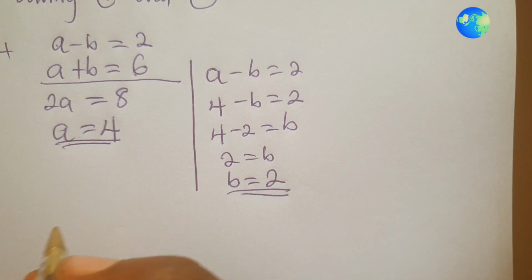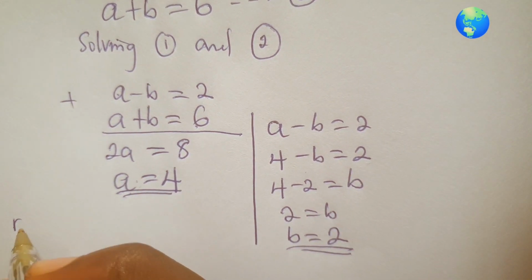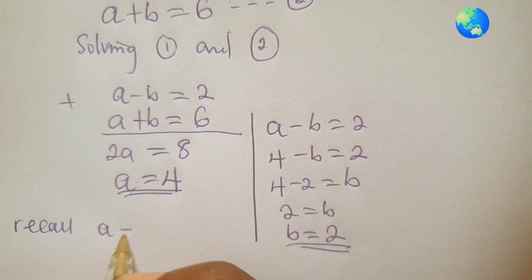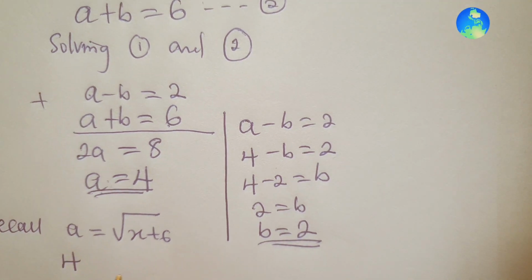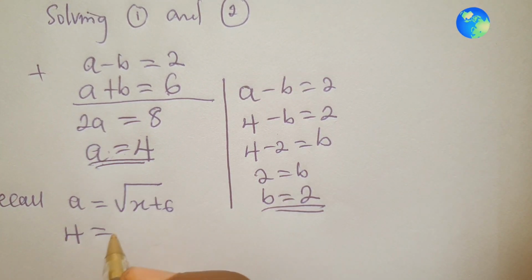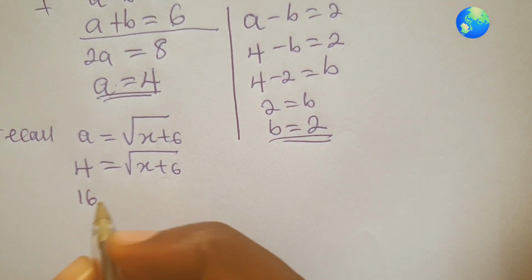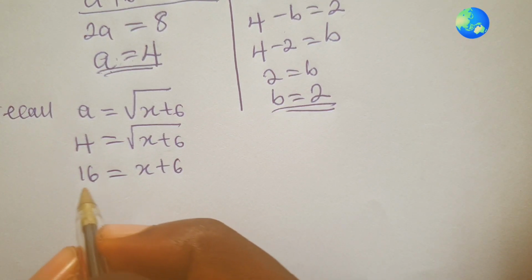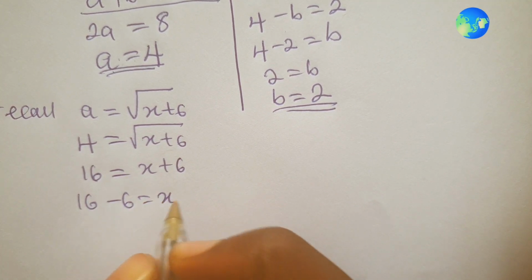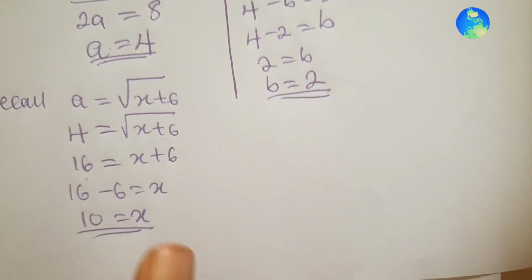Recall that a equals square root of x plus 6. But a is 4, so 4 equals square root of x plus 6, based on what we said here, right? If you square both sides, you are having 16 equals x plus 6, right? So we are having 16 minus 6 equals x when this crosses to the other side, right? I'm having 10 is equal to x, or x is 10, anyhow you want to see it, right?